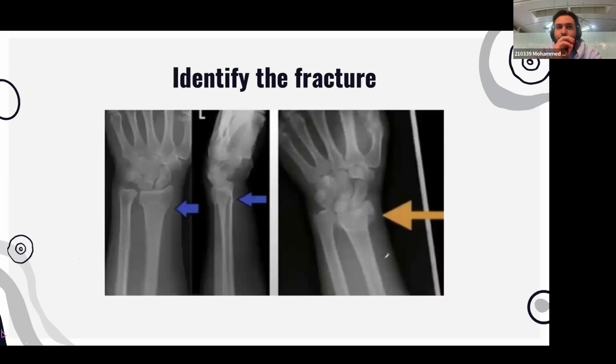Now this one, I don't want you guys to tell me what the type of fracture is, but I want you to tell me what the specific name of this fracture is. So I don't want types. If you want me to give you a case to help you out, I'll tell you.